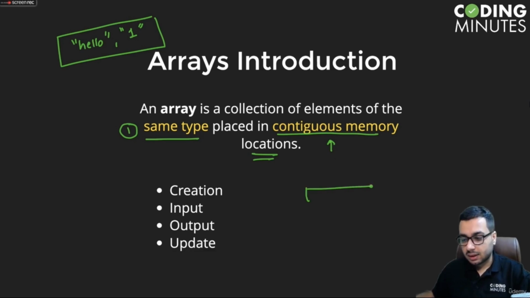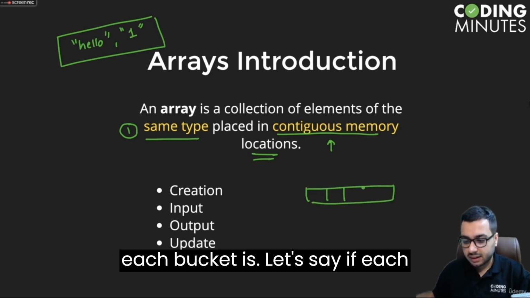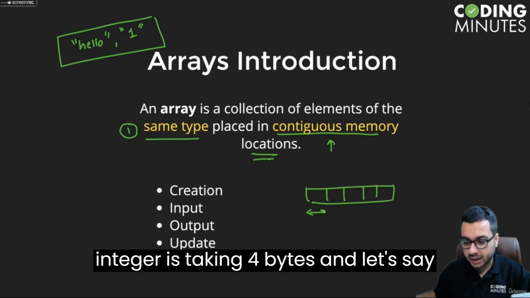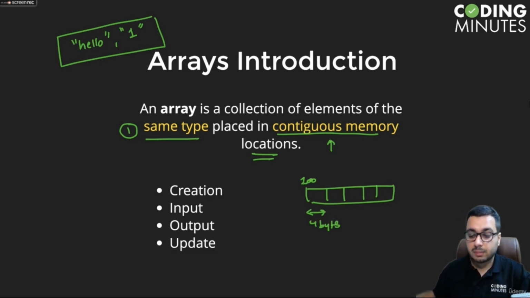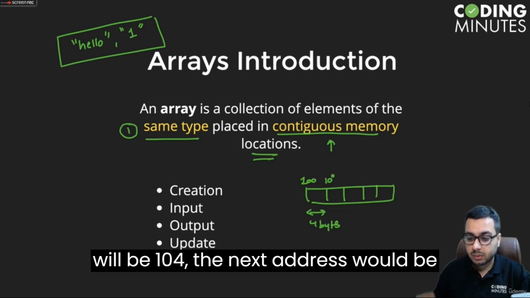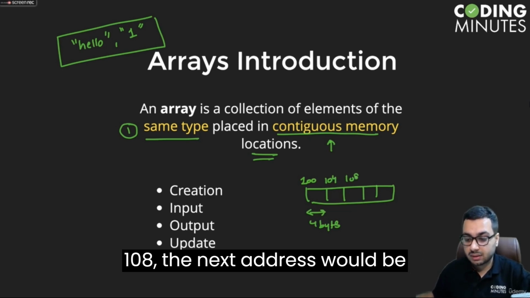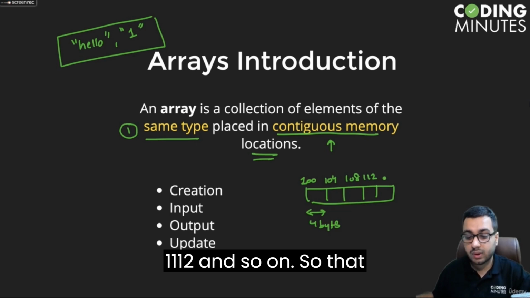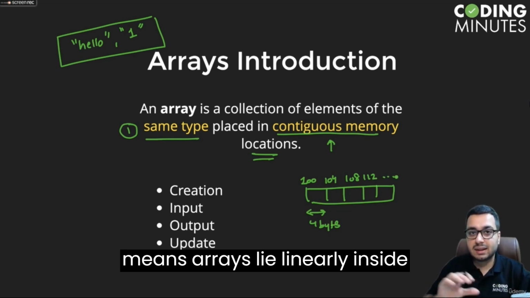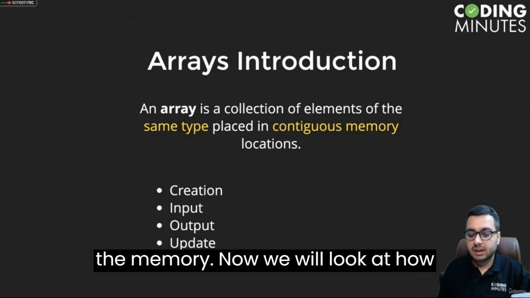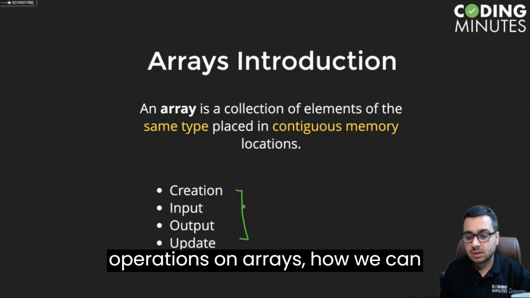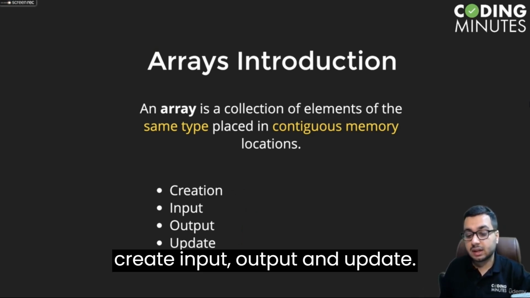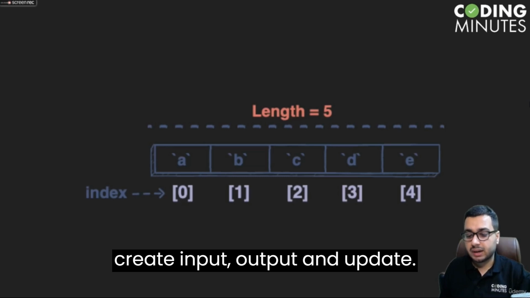That means, if each integer takes 4 bytes and the address of the first bucket is 100, then the next address will be 104, the next would be 108, the next would be 112, and so on. So arrays lie linearly inside the memory. Now we will look at how we can perform different operations on arrays: how we can create, input, output, and update.